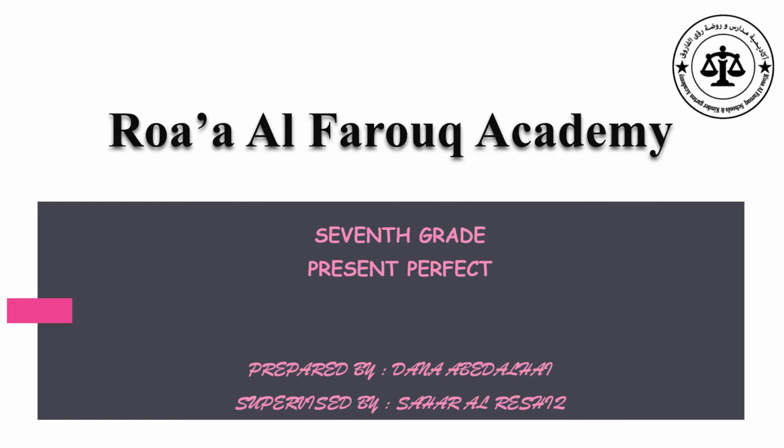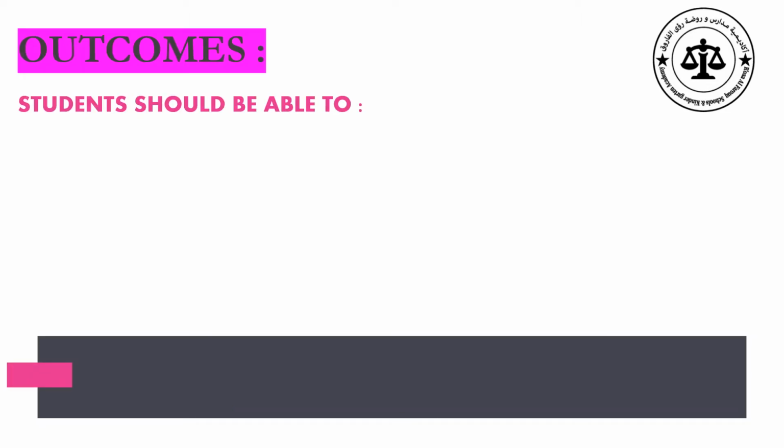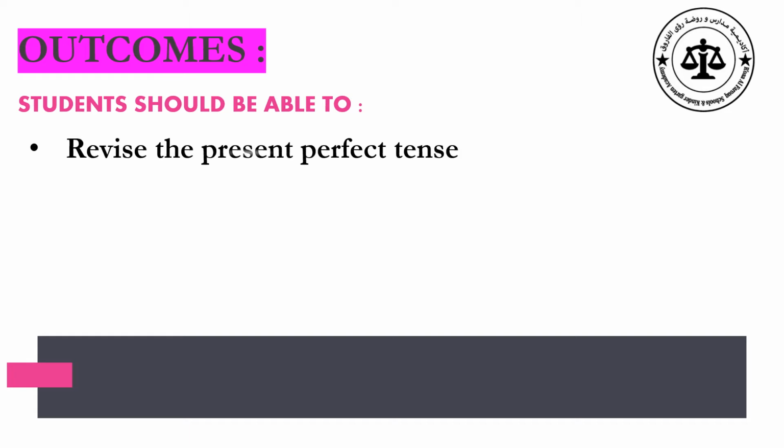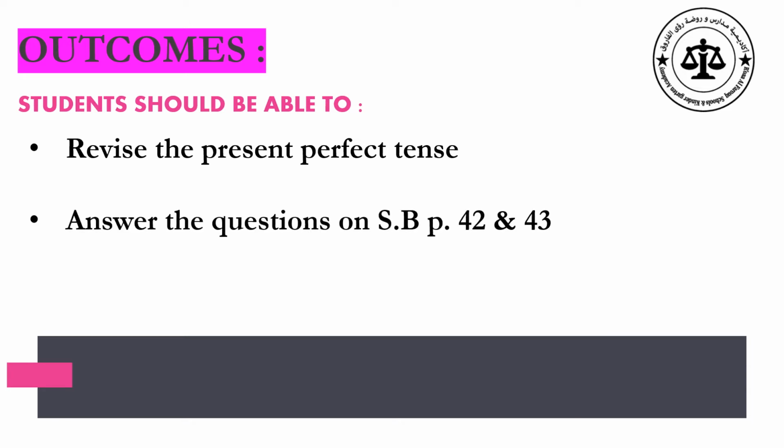Today we are going to complete the present perfect tense by answering the questions in your student's book. So please prepare your student's book and be ready for the class. The outcomes of our lesson today: students should be able to revise the present perfect tense with its keywords, and answer the questions on the student's book, pages 42 and 43.